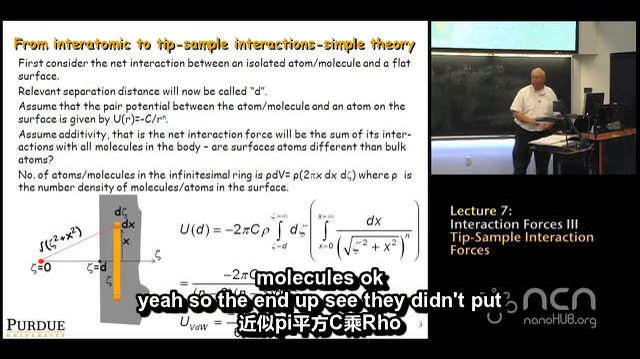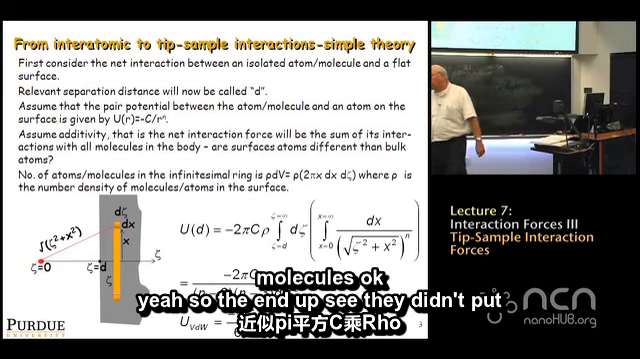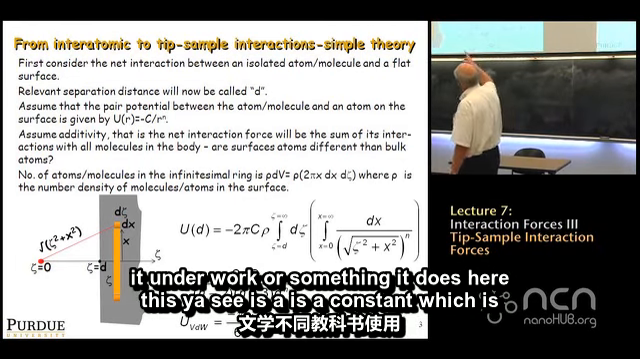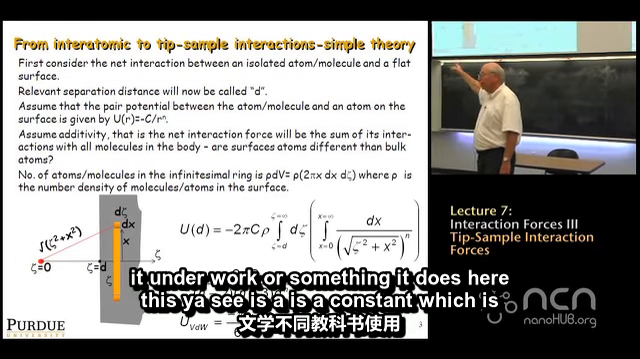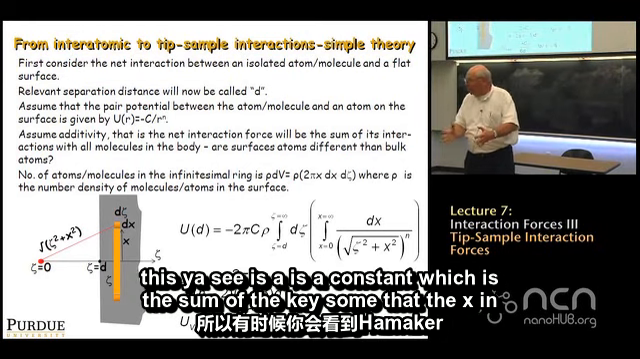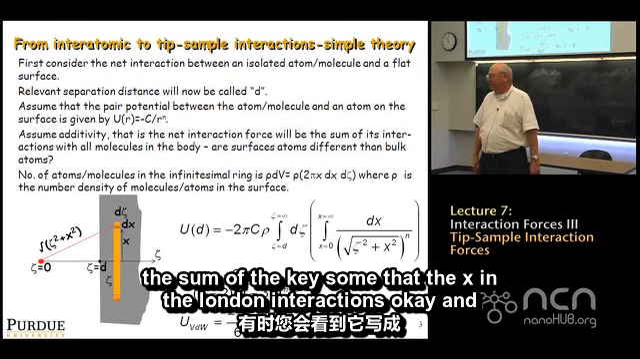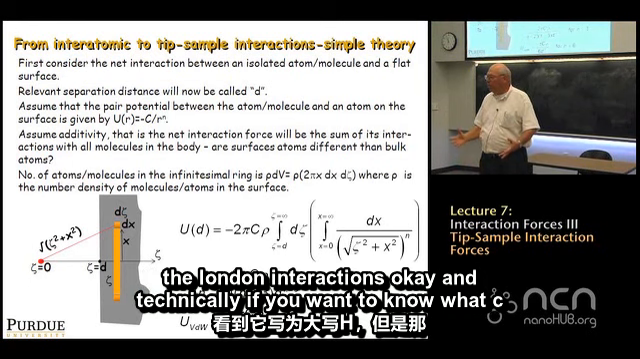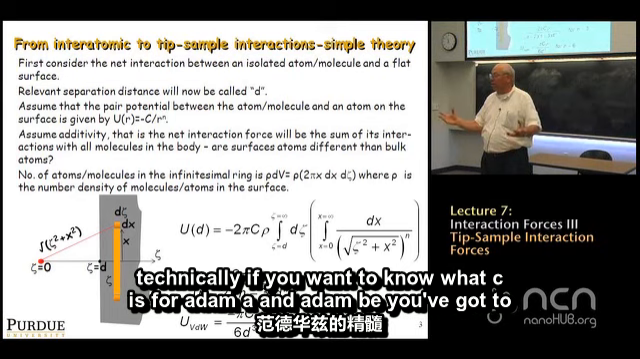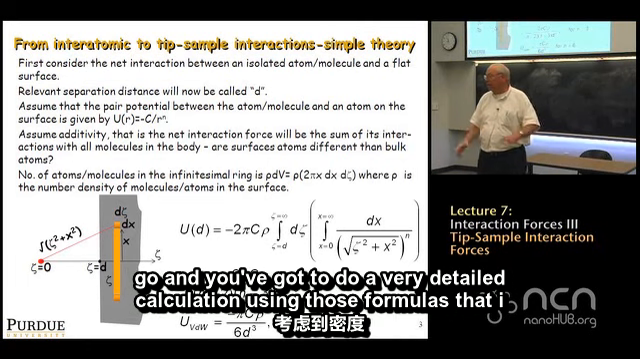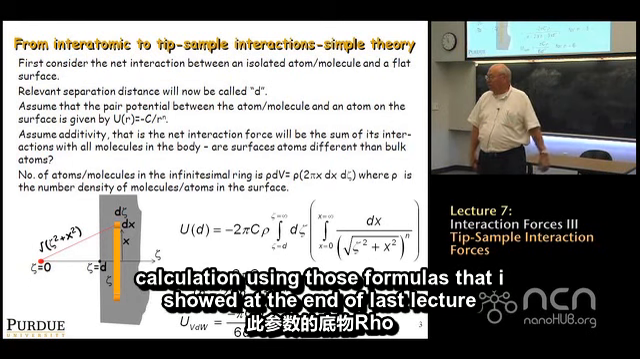So the letter C is related to the van der Waals process. C is a constant, which is the sum of the Keesom, the Debye, and the London interactions. Technically, if you want to know what C is for atom A and atom B, you've got to do a very detailed calculation using those formulas that I showed at the end of last lecture.